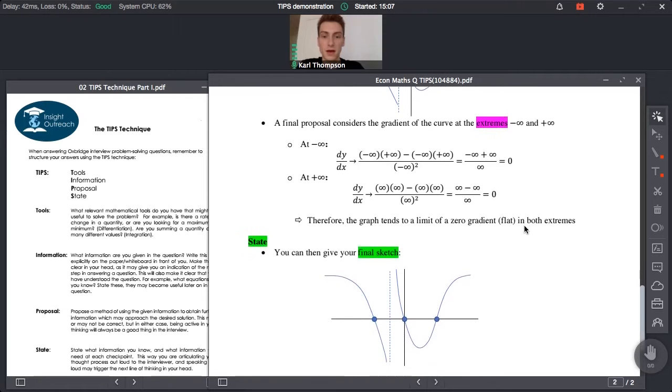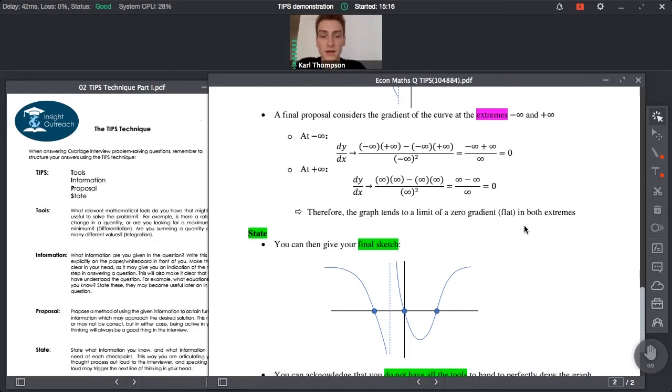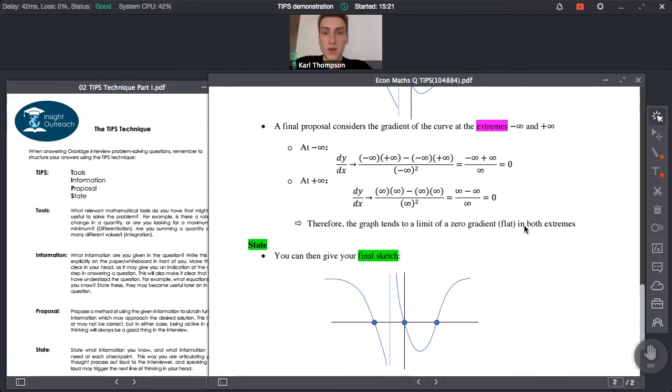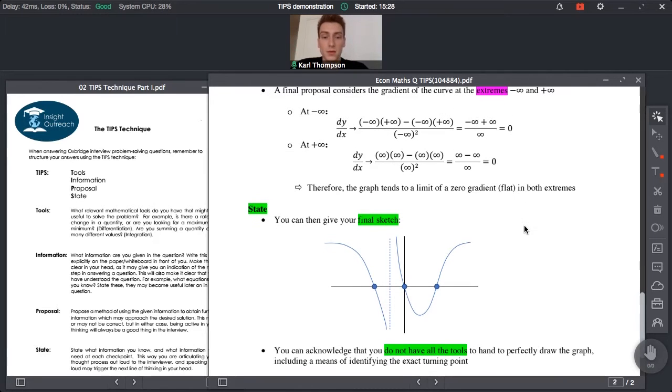And then the final step is to state and give a final sketch of what you're asked to do. And given that we don't have a computer program or even much time to solve this, that's also something you can state. We don't have all of the tools at our disposal that would enable us to perfectly draw this graph. And that might include, indeed, where this turning point is down here.